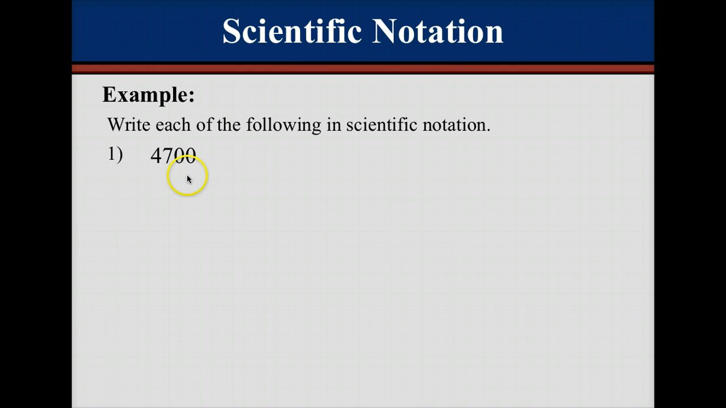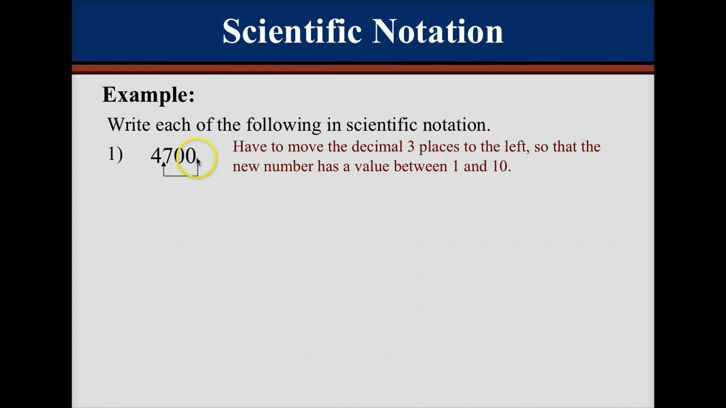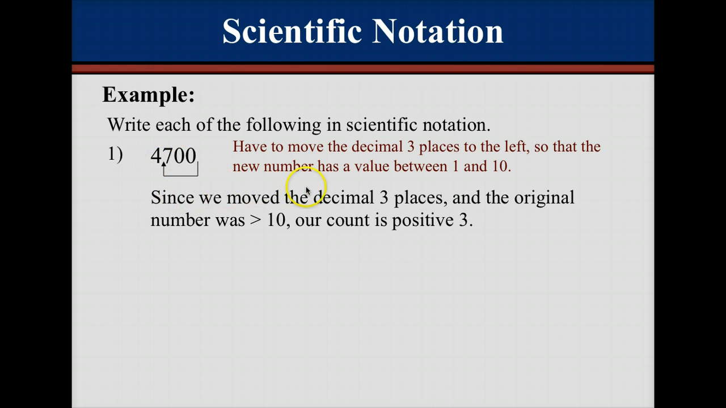We have 4,700. Well, in order to make this a number between 1 and 10, we're going to have to move the decimal over 3 places to the left, so that that new number has a value between 1 and 10. Since we moved the decimal 3 places and the original number was greater than 10, our count is positive 3. So we can rewrite this as 4.7 times 10 to the third.